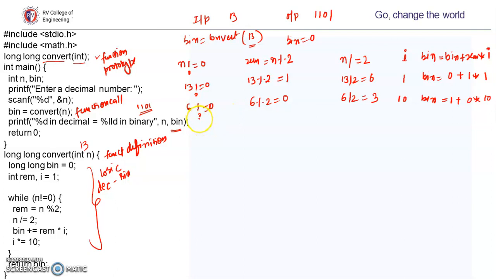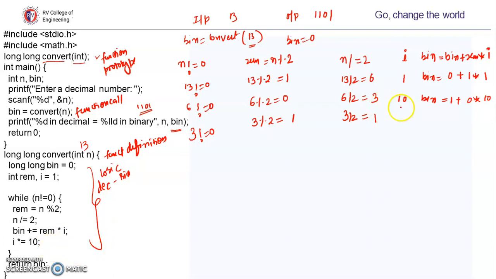And next time what will be the value of n? Value of n will be 3. So now again we'll check the condition. 3 is not equal to 0. Condition is true. 3 % 2, what will be the remainder? Remainder will be 1. And 3 / 2, what will be the quotient? The quotient will be 1. And i will be i into 10.